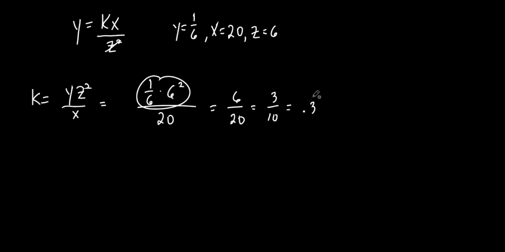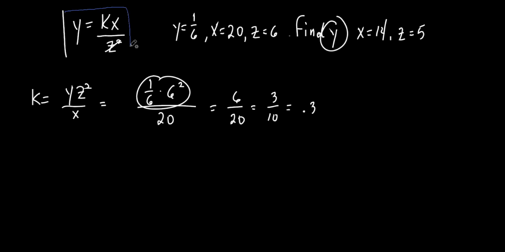Are we finished, though? No, because we just found what k was equal to. Now, they give you more to the problem, don't they? They say find what? Go ahead, Sam. Find y when x equals 14 and z equals 5. Okay. All right, so it says find y, so that's what you're looking for, when x equals 14 and z equals 5. So you're going to go back to this equation that you wrote down, this proportion, okay, and you're going to solve for y.